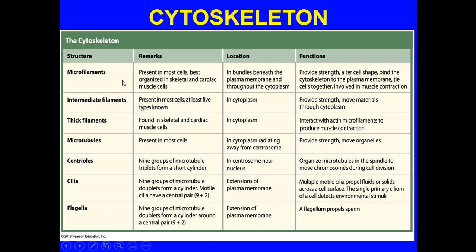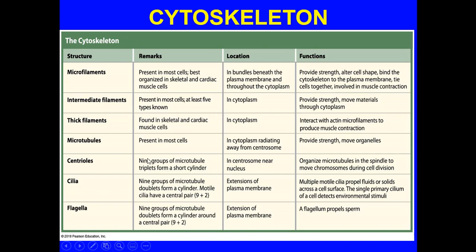Now, in the cytoskeleton, you get a variety of these remarks on the location, function, and structure of the cytoskeleton elements. I encourage you to spend time and review this. The microfilaments, the intermediate filaments, the thick filaments, you can see where they're all found throughout the cytoplasm. There are some specialized areas where you will find some microtubules, for example, radiating away from the centrosome in the cytoplasm.